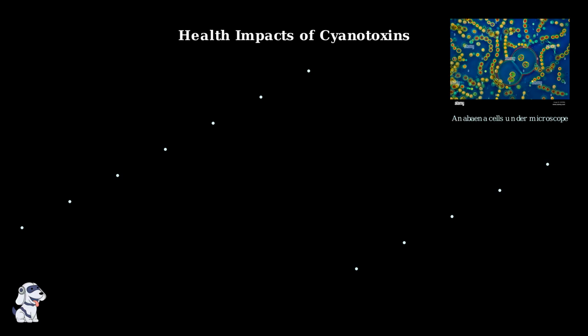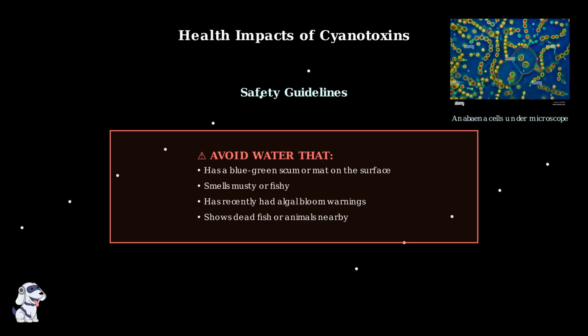Given these serious health risks, it's essential to know how to protect yourself and your family from cyanotoxin exposure. Here are the key safety guidelines to remember. Avoid any water that has blue-green scum on the surface, smells musty or fishy, has recent algal bloom warnings, or shows dead fish nearby. Remember the key takeaway. When in doubt about water safety, stay out. It's always better to be cautious when it comes to potential cyanotoxin exposure.